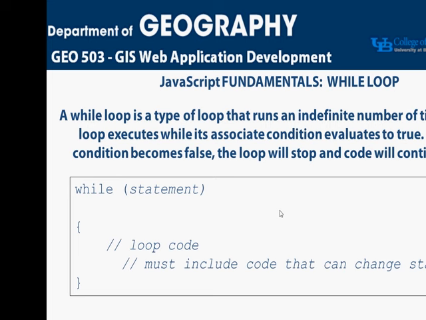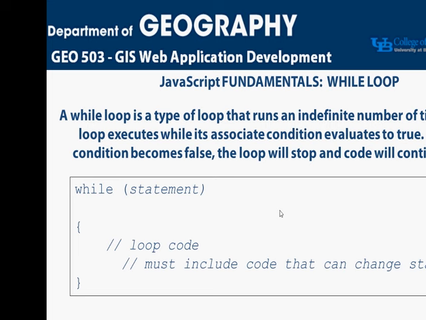So a while loop is, as I said, a type of loop that runs an indefinite number of times. You give the while loop a statement, and as long as that statement is true, this will run. So this is very important. I'm going to put it in red. Somewhere within this loop, there better be a situation where eventually that turns to false, or this will run forever.